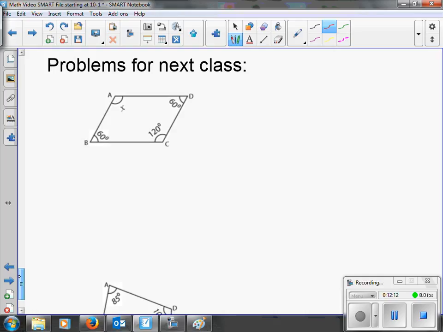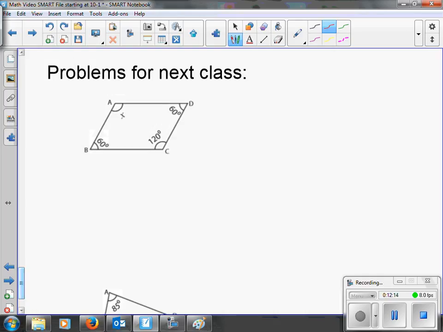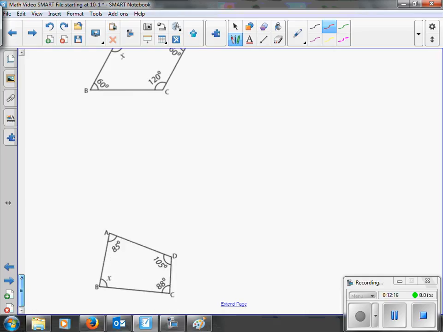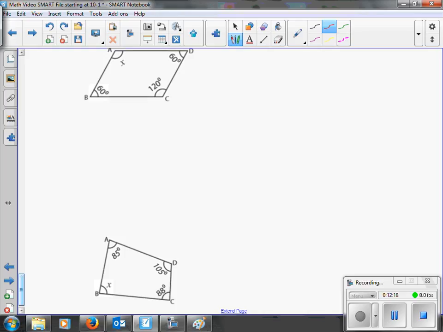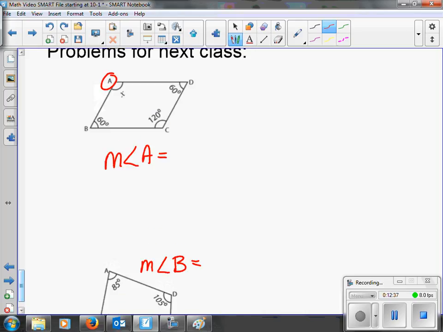Okay, problems for next class. You have two figures to figure out. You have to figure out the measurement for angle A, and then this one is the measurement for angle B. So you're looking for A and B. Have these done before you come to class. Make sure you have them done before you come to class, and I will see you next class.